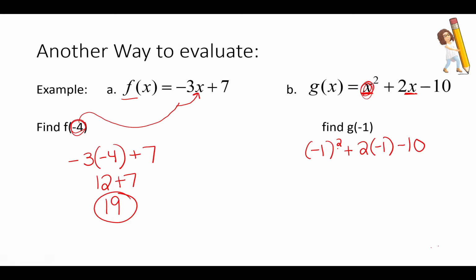Now, -1 squared. Remember, squared means multiply by itself. So you better write it twice. So -1 squared is -1 times -1. That is just a positive 1. 2 times -1, that's -2. Minus 10, let's do some math. 1 minus 2 is -1, minus 10 is -11.